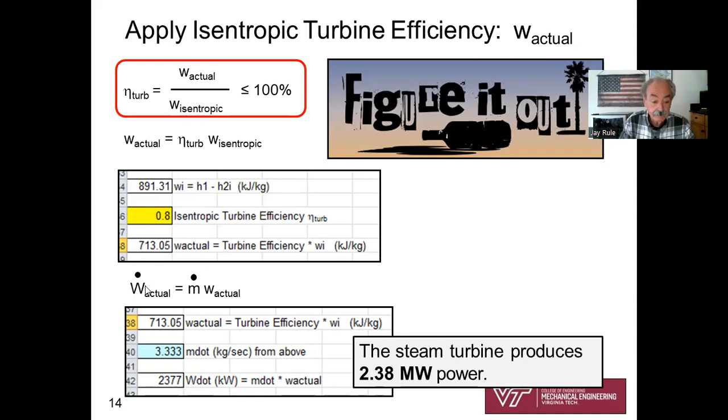So finally, we're there. We're looking for the power. We're not looking for little w. We're looking for the power. That's simply going to be m dot times little w. Go through our calculator work. We've already converted m dot into kilograms per second. So we've got 2,377 kilowatts, or we'll write it out in a sentence: the steam turbine produces 2.38 megawatts of power.